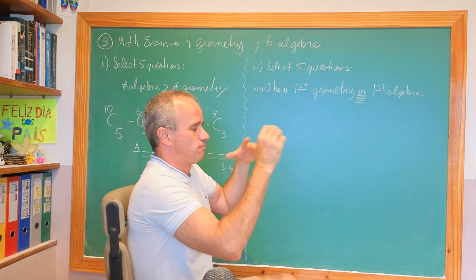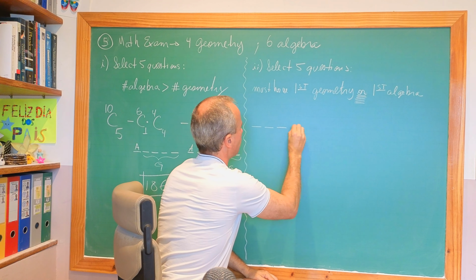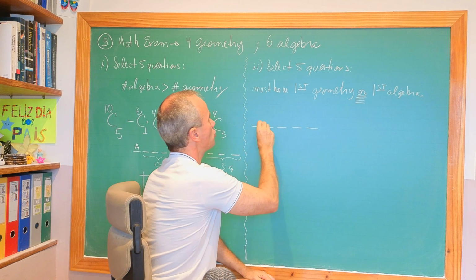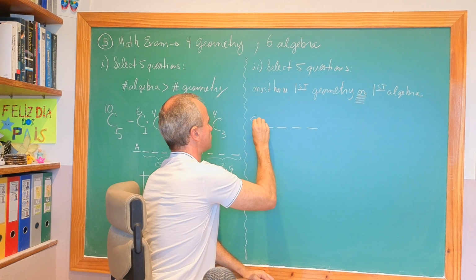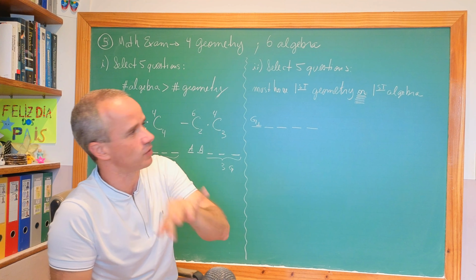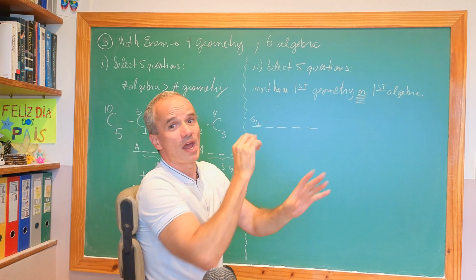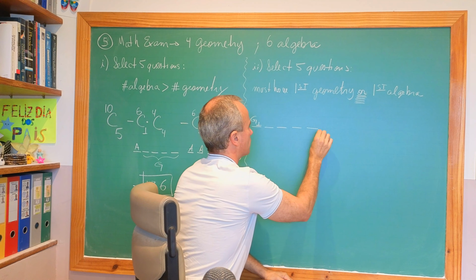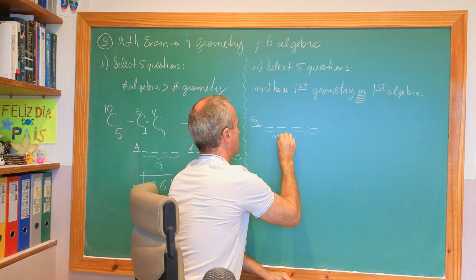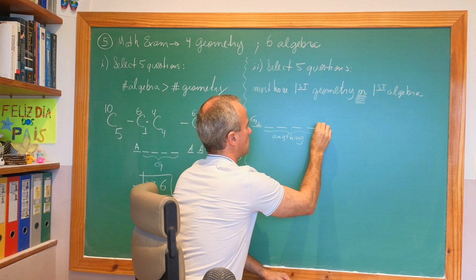Let's get one way first. So 1, 2, 3, 4, 5. I'm going to have the first geometry, G1. I have G1, G2, G3, G4. Now, the first geometry and the others. Whatever, I don't care. Anything works. Alright? For that.